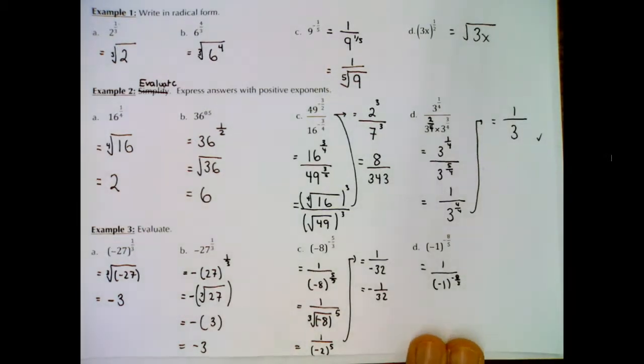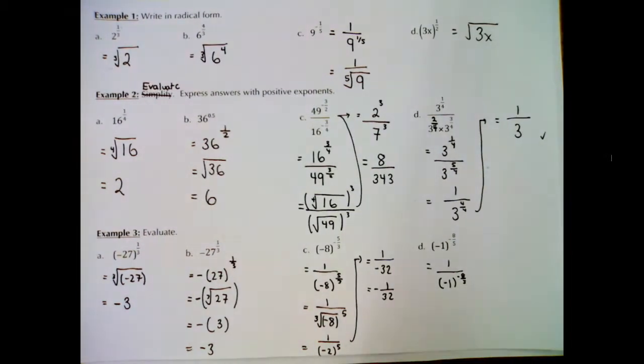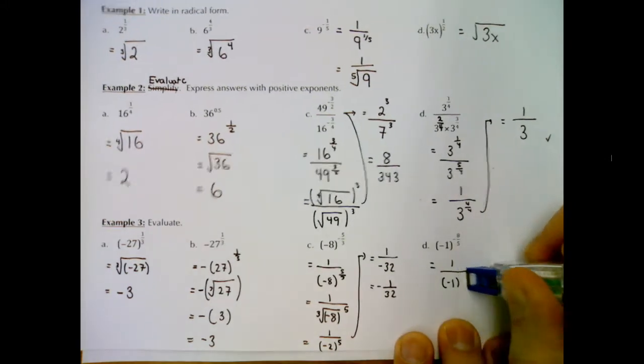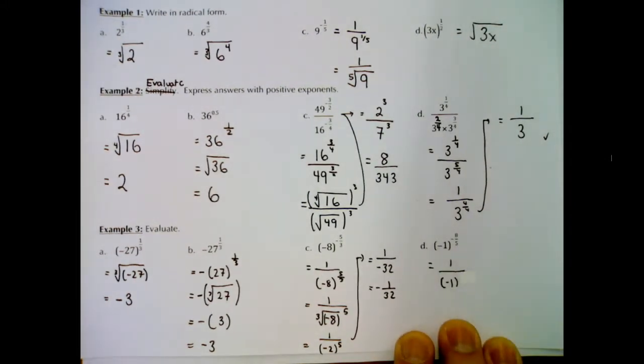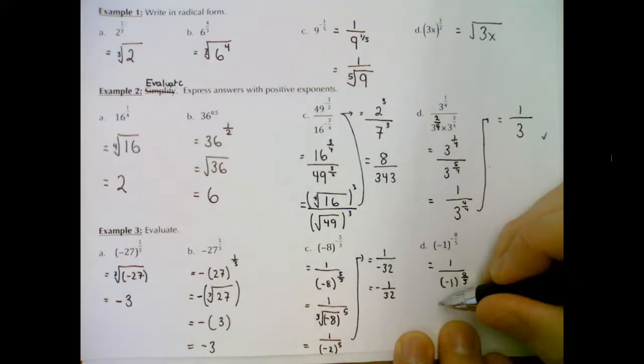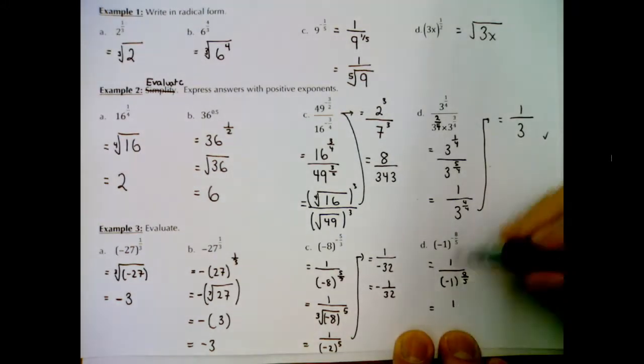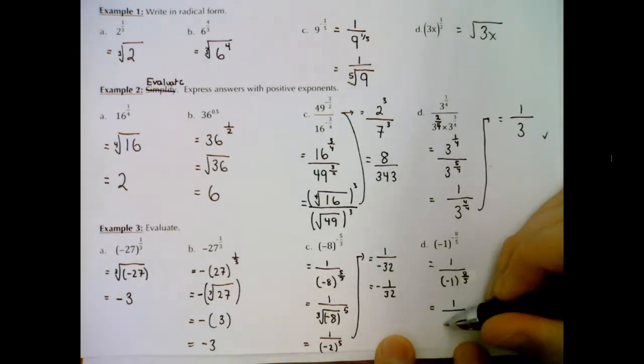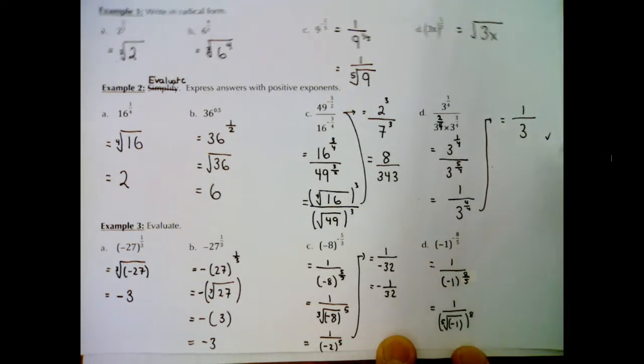Oops, should have written that as a positive exponent because I flipped it. Let's correct that. There we go. And that means the fifth root of -1, all to the exponent 8.